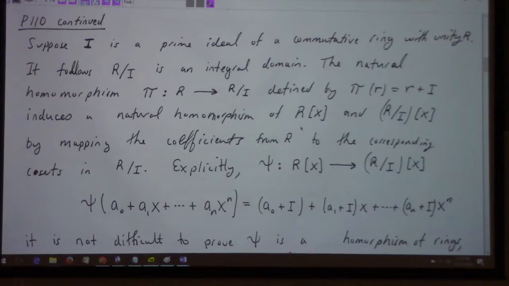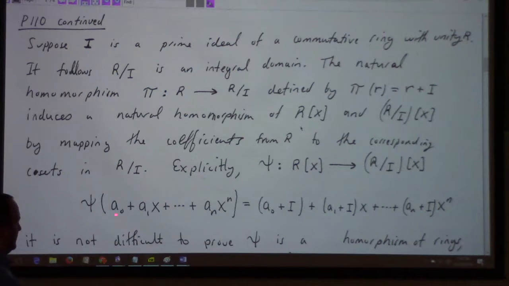Suppose I is a prime ideal of a commutative ring with unity R. It follows that R mod I is an integral domain. The natural homomorphism from R to the quotient, defined by pi of r equals r plus I, induces a natural homomorphism from R[x] to (R mod I)[x] by mapping the coefficients of R to the corresponding coefficients in the quotient. Let me show you that explicitly.